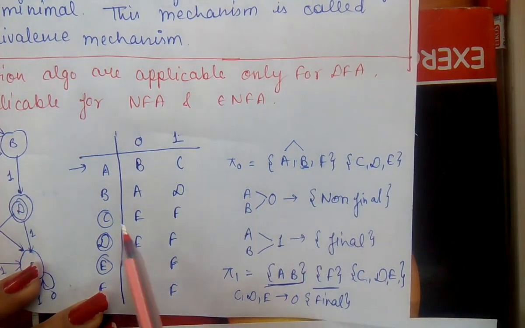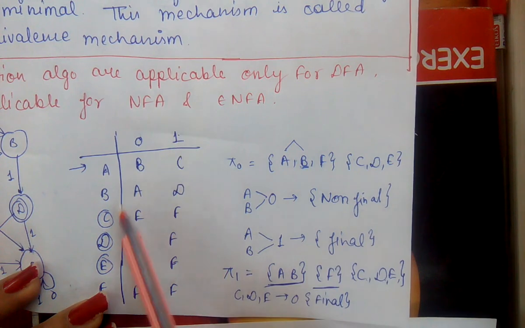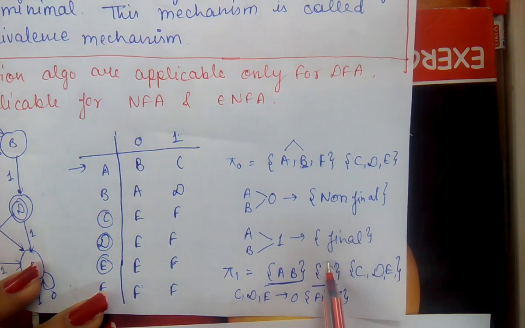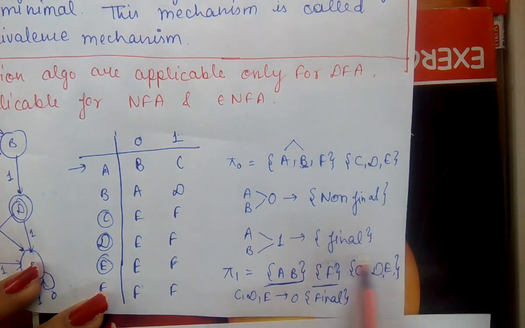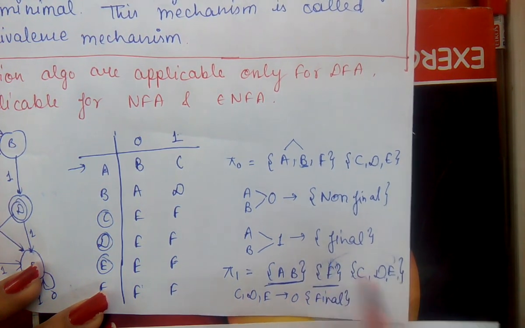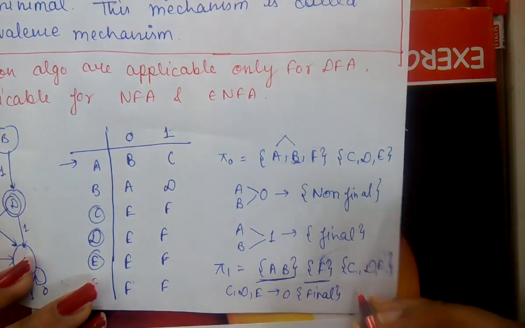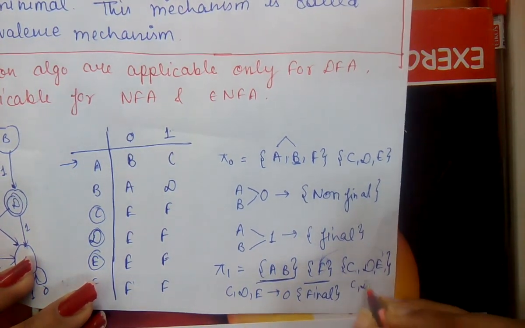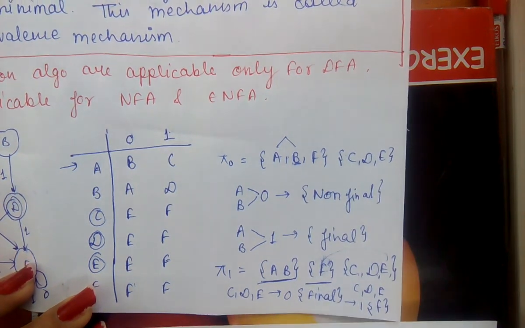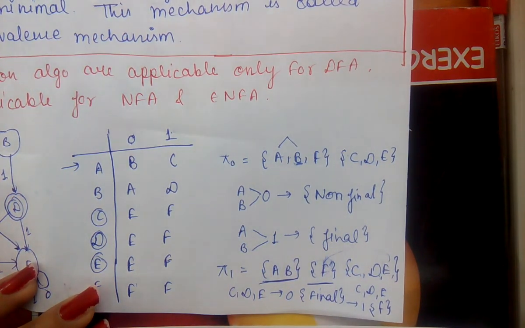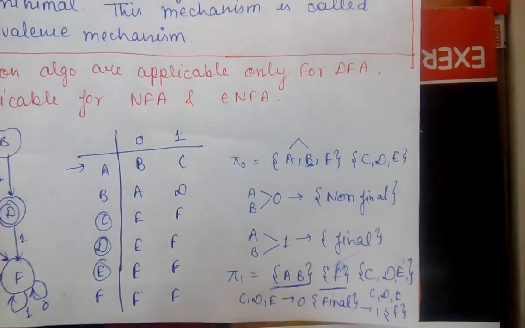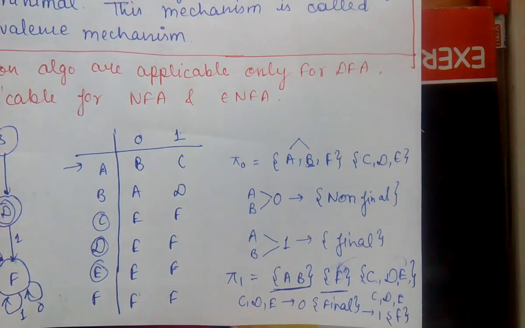Now if we check for 1, on giving 1 C is going to F, means in this set. On giving 1 D is going to this set only, and for E when we give 1 it goes to this set only. Means C, D and E show the same behavior. On giving 1 it goes to F only. So we can combine A and B in one set, F is another set, and C, D, E is another set.